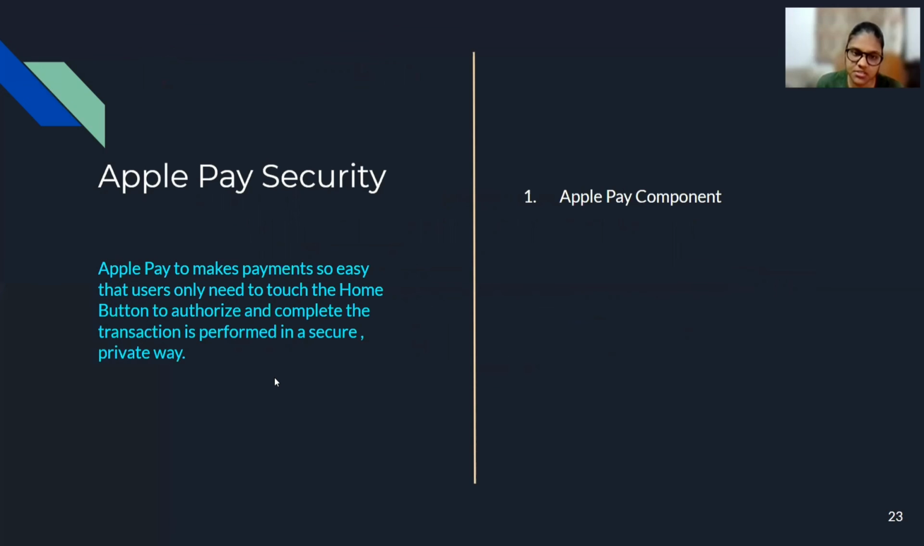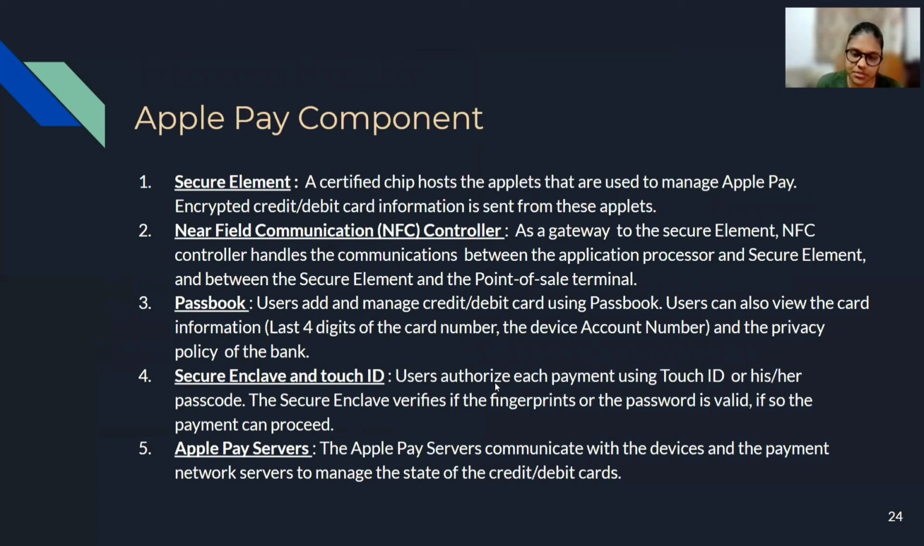Next is Apple Pay security. It is to make payments so easy that users only need to touch the home button to authorize the complete transactions, performed in a secure, private way. And next, the Apple Pay components that I will introduce. So it has five parts. Secure element is a certified chip that hosts the applets that are used to manage Apple Pay. An NFC controller handles the communication between the application processor and secure element, and between the secure element and the point of sale terminal. Passbook is used by users so that users can also view the card information and privacy policy of the bank. The secure enclave and Touch ID.